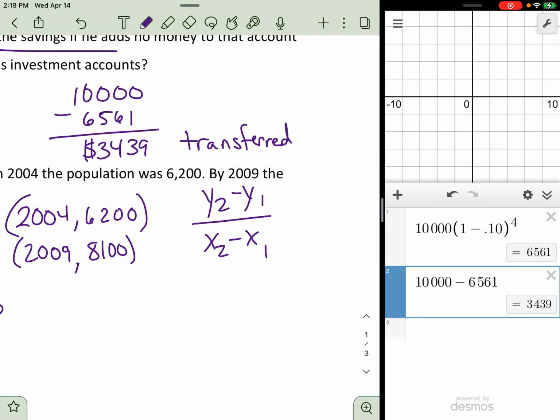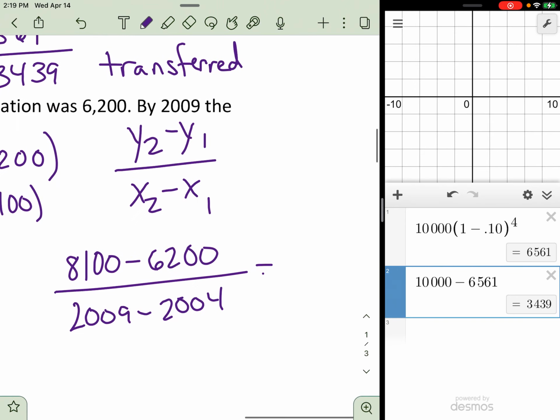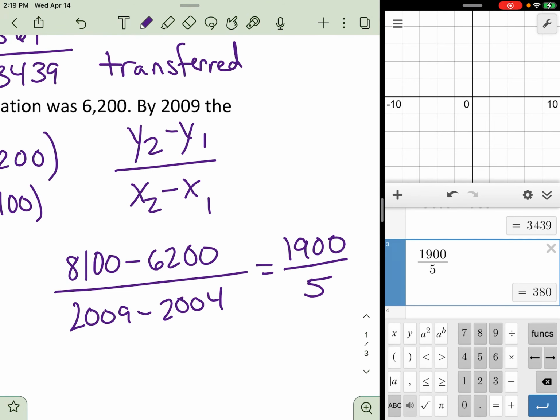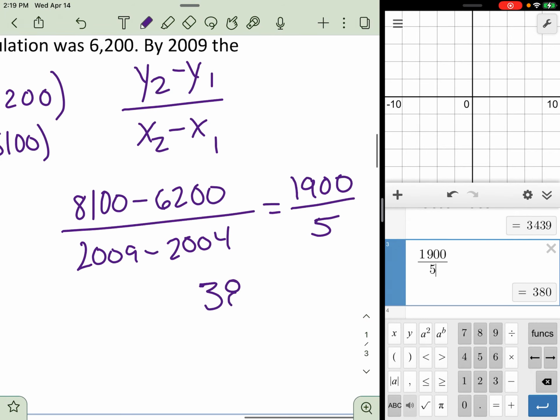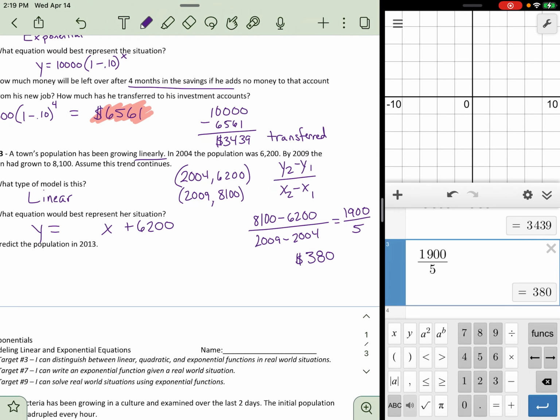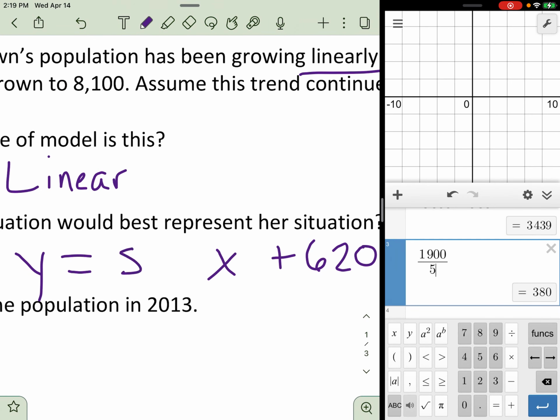So in this case, we're going to take 8,100, subtract 6,200, and then we're going to take 2009, subtract 2004, and that gives us 1900 divided by 5. 1900 divided by 5 gives you 380. So that is the slope, 380.